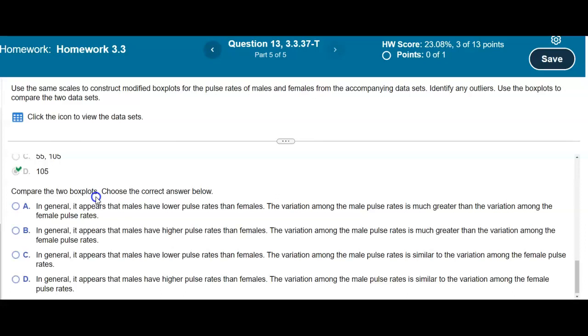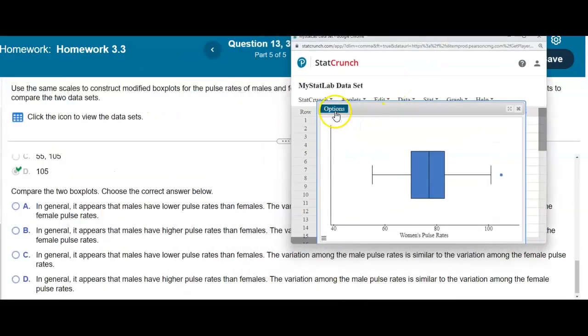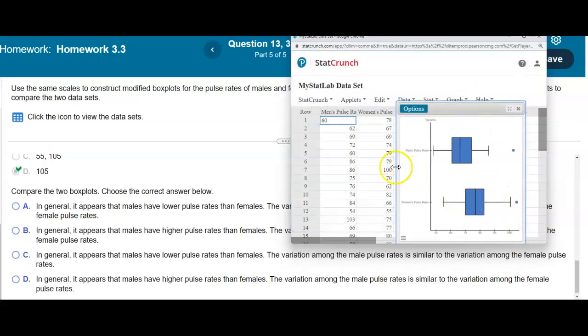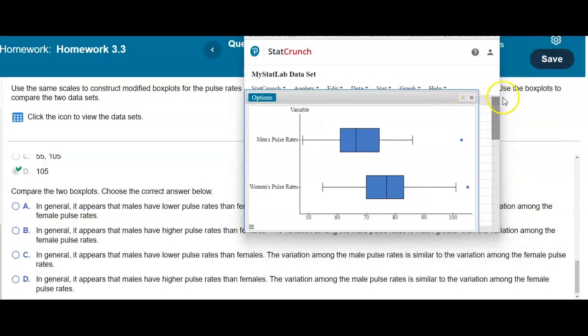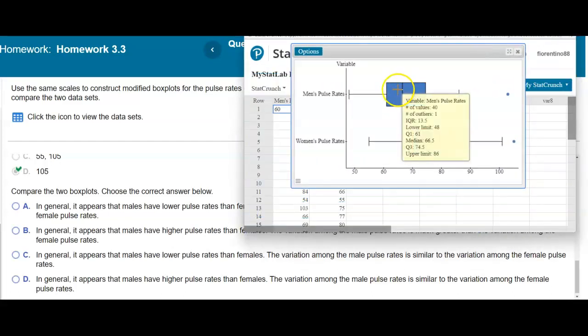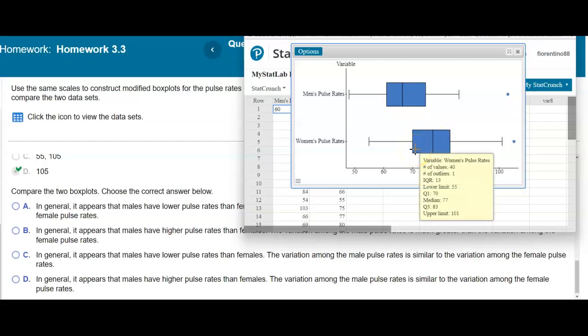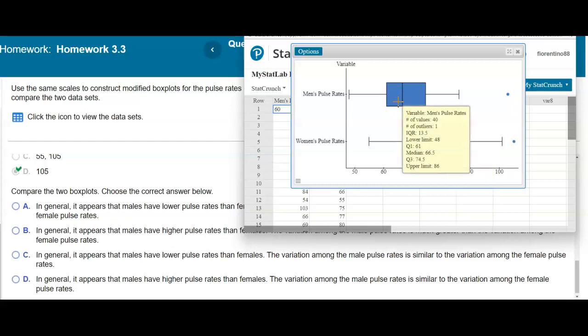Now it says compare the two box plots and then choose the correct answer below. So let's go back, select Options, and select Edit. We can choose women's pulse rates or men's pulse rates; it doesn't matter which one you choose first, just make sure that when you read it, you can see that the men's pulse rates are at the top and women's pulse rates are at the bottom. Between quartile 1 and quartile 3, the women's is between 70 and 83, and the men's values are between 61 and 74.5. And this outlier is 103 and this outlier is 105.